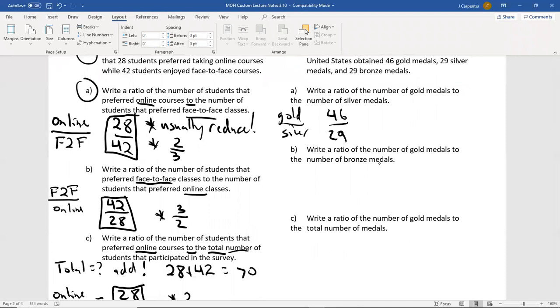All right, C, write the ratio of the number of gold medals to the total. So our goal is gold to total. So once again, we need to get the total. Let me write that somewhere else.